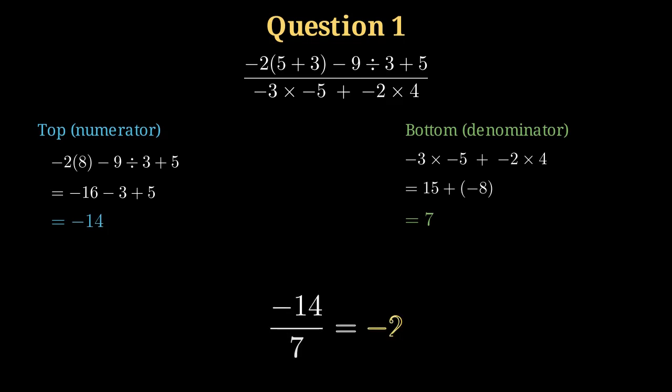We're almost there. Remember, the fraction bar means divide. So now we divide the top by the bottom. -14 divided by 7. 14 divided by 7 is 2, and a negative divided by a positive is negative. So the answer is -2. Well done, that's question 1 complete.